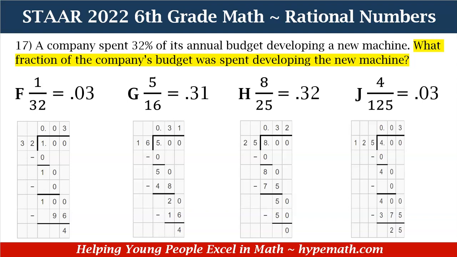For F, we divided 1 over 32, and that is equal to 0.03. For G, 5 over 16, that is equal to 0.31. For H, 8 over 25, and we're dividing it, that is equal to 0.32. And for J, 4 over 125, converted to a decimal, that is 0.03.